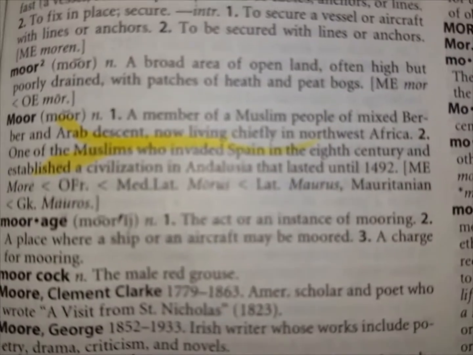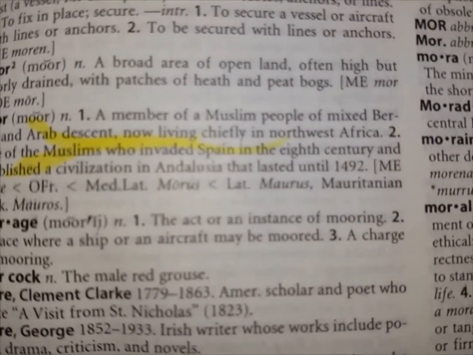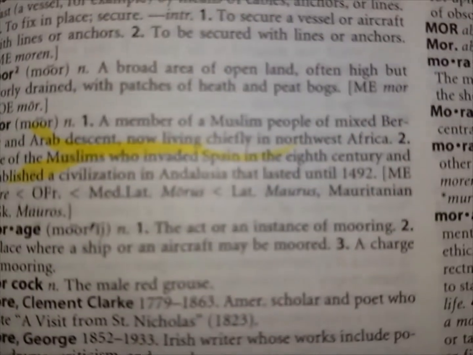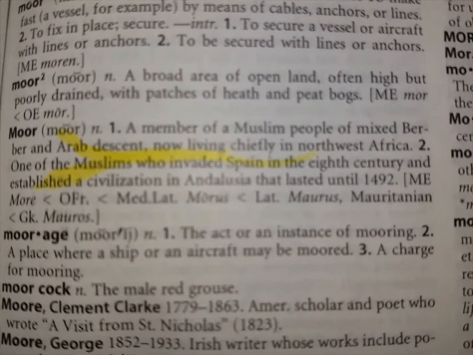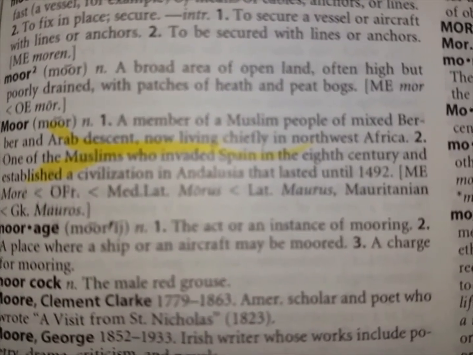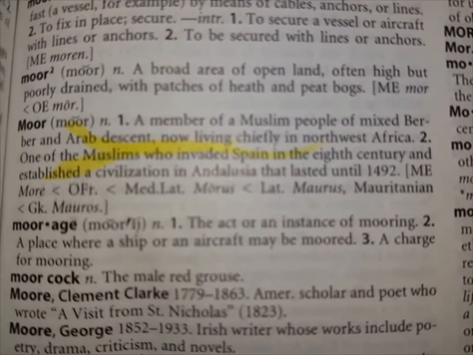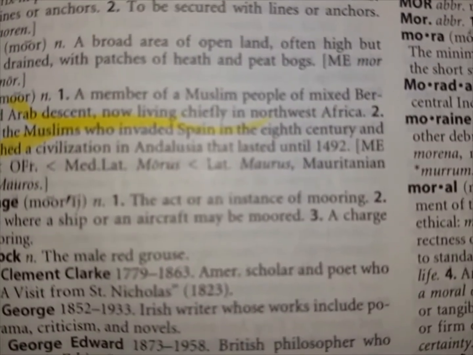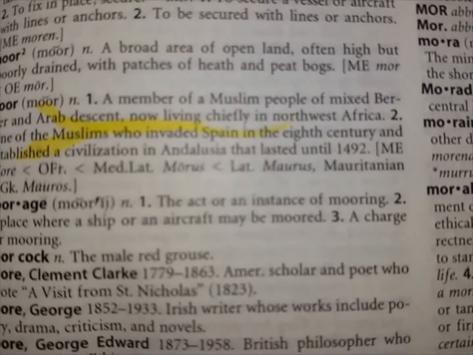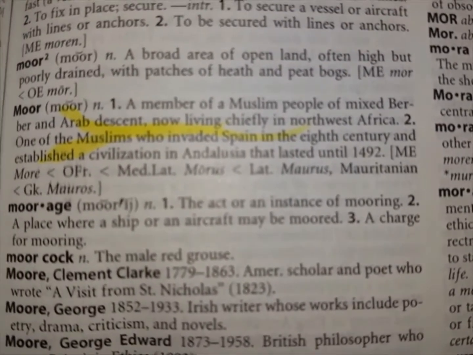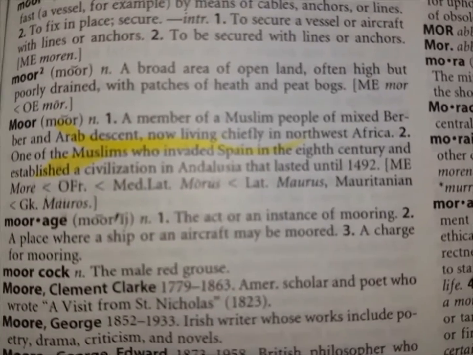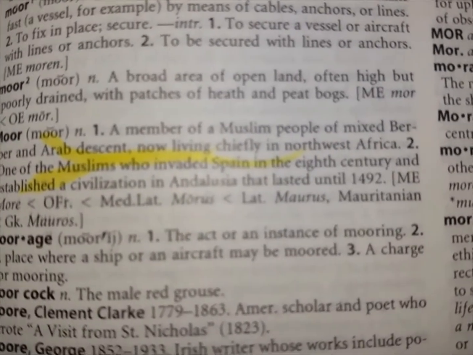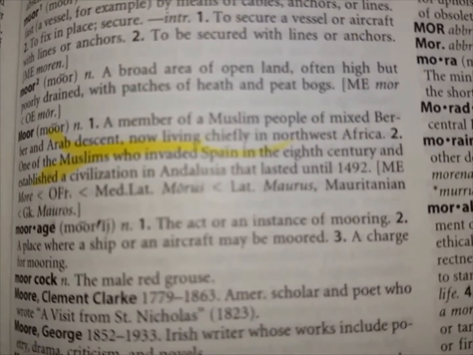2. One of the Muslims, all right, who invaded Spain. It might be a little blurry. I'm trying to, hopefully you can see that. One of the Muslims who invaded Spain in the 8th century and established a civilization in Andalusia that lasted until 1492. You know, that same year that Columbus sailed the ocean blue? Yeah, all of that's going to coincide together.